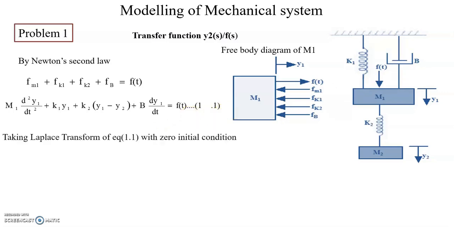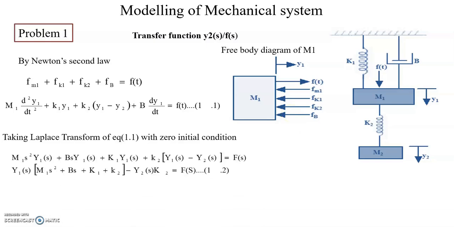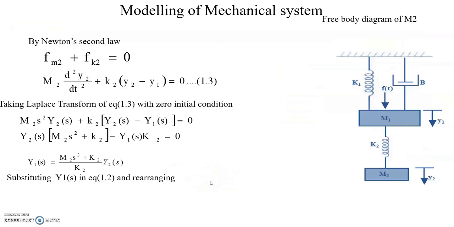Taking the Laplace transform of equation 1 with zero initial conditions, we obtain m1 s square into y1 of s plus bs into y1 of s plus k1 y1 of s plus k2 into y1 of s minus y2 of s is equal to f of s. Rearranging and taking y1 of s as the common factor: m1 s square plus bs plus k1 plus k2, into y1 of s, minus k2 into y2 of s, is equal to f of s. Name this equation number 2, or 1.2.